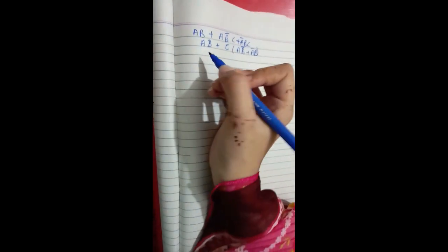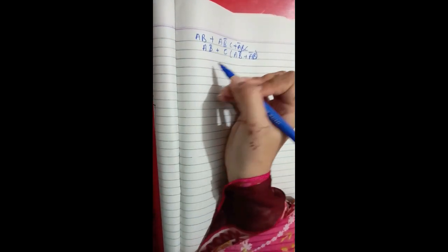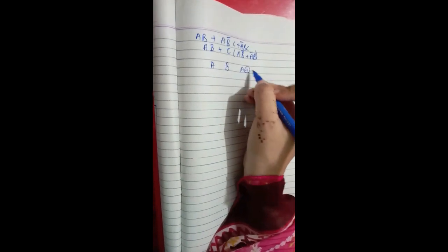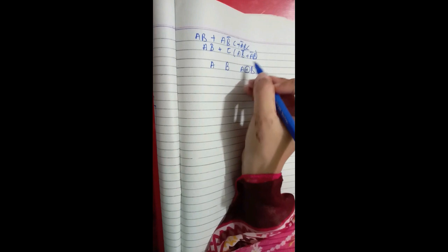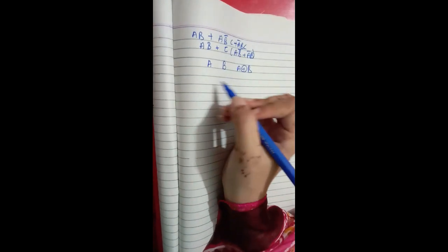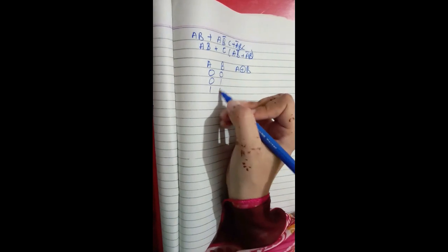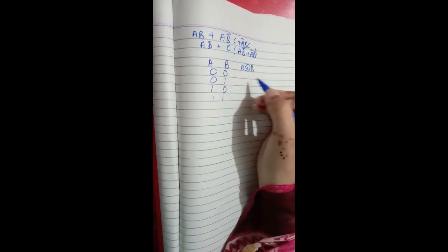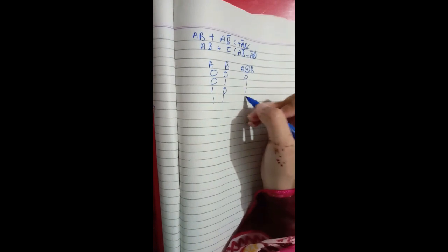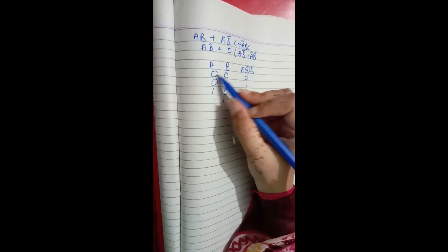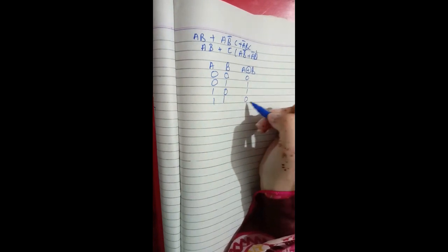Now to make it simpler, so it will be easy for us to draw the circuit diagram, we use the XOR gate, A XOR B. I can prove it here: 0 0 gives 0, 0 1 gives 1, 1 0 gives 1, and 1 1 gives 0. The XOR gate says that whenever we have the same inputs, the output will be 0.